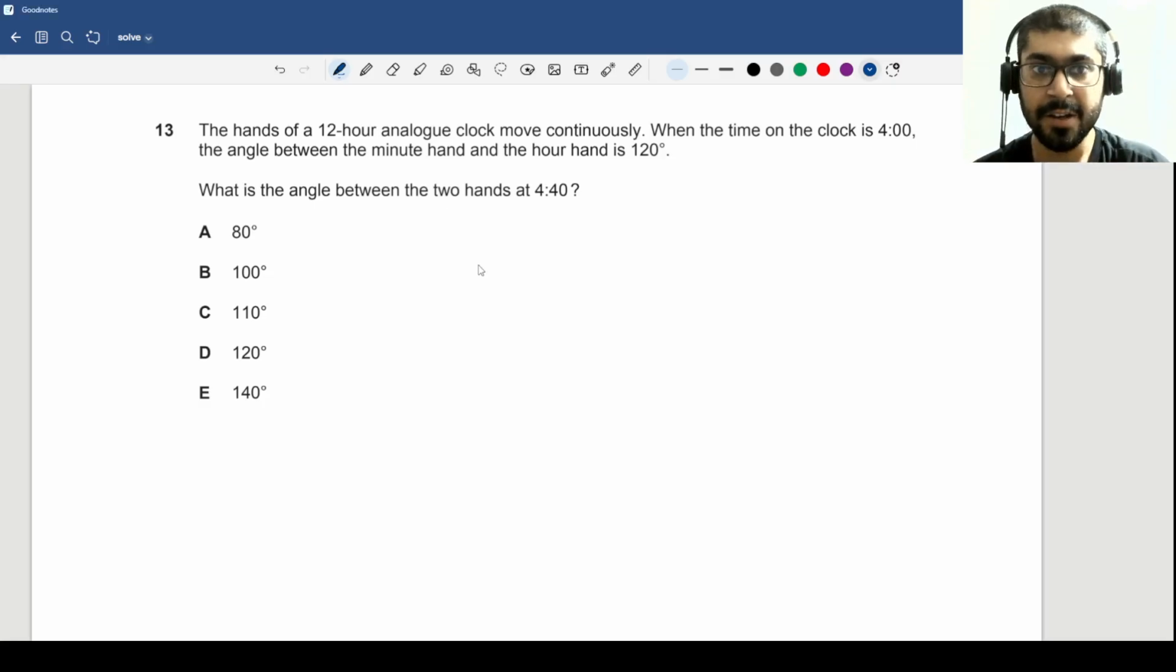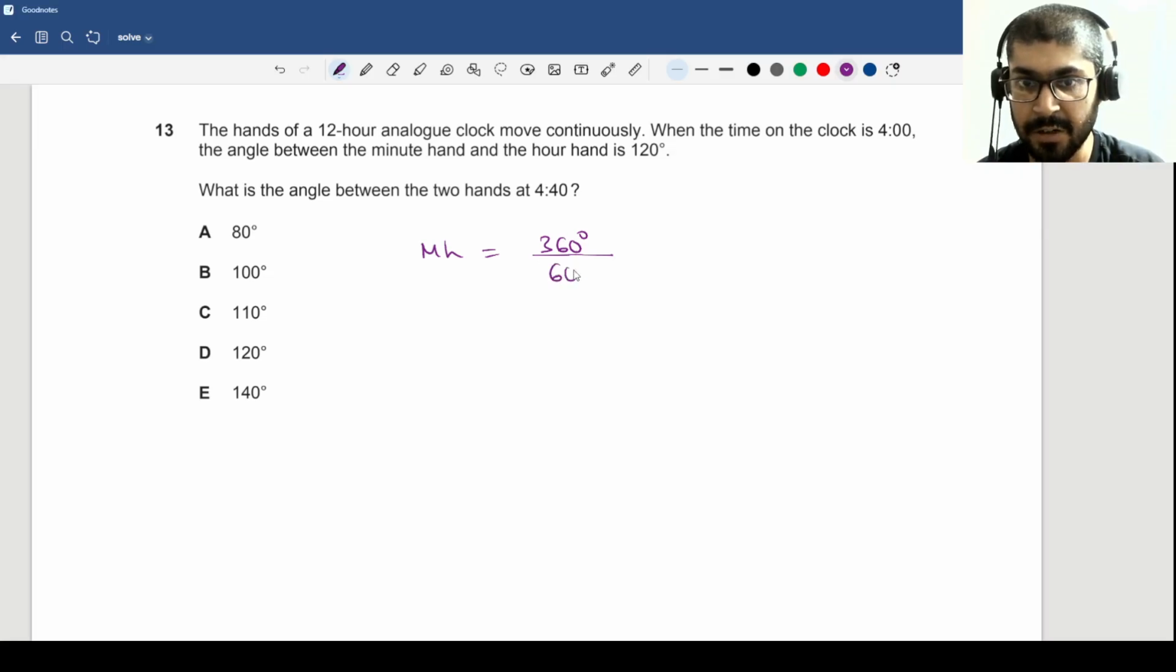context of this problem. So the hands of a 12-hour analog clock move continuously. Of course they do. When the time on the clock is 4. Okay, so what about the minute hand? When you think about it, the minute hand completes a circle, an entire revolution, in 60 minutes, right? So what is the speed of the minute hand? It is 360 degrees divided by 60 minutes, right? So this is basically 6 degrees per minute.